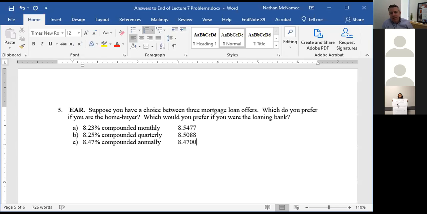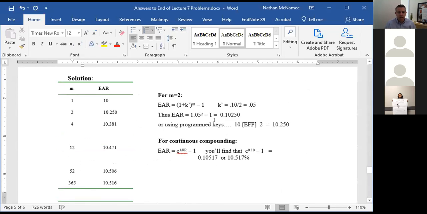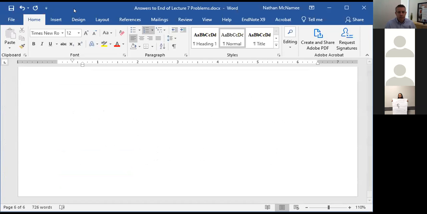So if I am the loaning bank, though, I'm going to want to earn the highest rate. So which one would I choose? The monthly one. Yeah, A, exactly right. Okay, and there are times where we are faced with 2 different financing options, and knowing how to calculate the equivalent annual rate gives us the ability to compare them in a meaningful way, and so that's why we do that. Okay, so that's EAR.